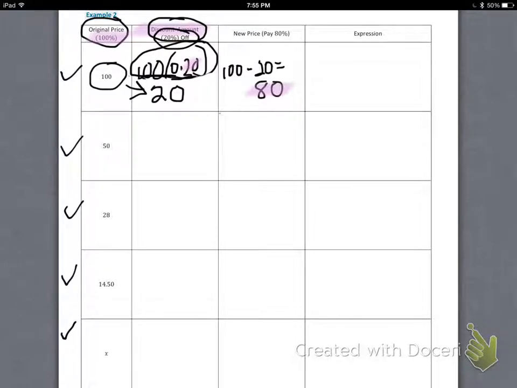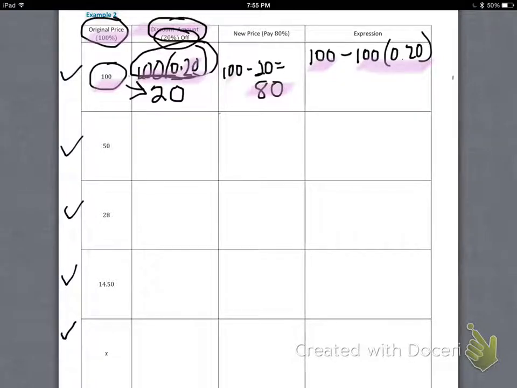So the way we started out, if we look at all these different steps, we started out with 100. That was our original price. And then we subtracted away our discount, which looked like this, 100, remember, times 0.20. This is what we started out with. This is how we did it. This first part is here, this second part is here. So this is what our expression is so far.